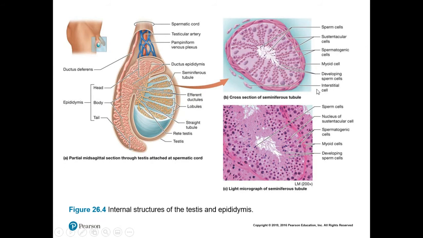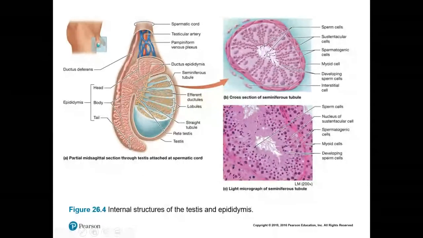So interstitial cells have other functions, for example, releasing testosterone to nourish these structures here. Without the presence of testosterone, sperm production cannot take place. Testosterone is a very important molecule, as you probably know, in the production of sperm. All right, so these sustentacular cells eventually develop into sperm cells with the presence of testosterone.